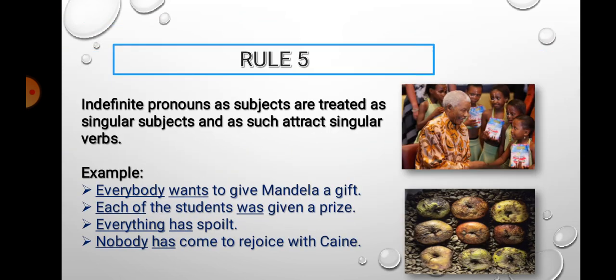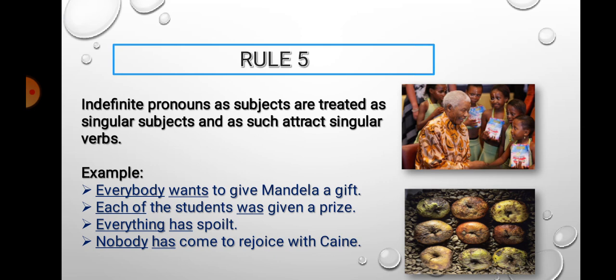Rule 5 says, indefinite pronouns as subjects are treated as singular subjects and as such attract singular verbs. Example 1 says, everybody wants to give Mandela a gift. So words such as everybody, everyone, each, everything, nobody, somebody, someone are indefinite pronouns, and they are treated as singular subjects.